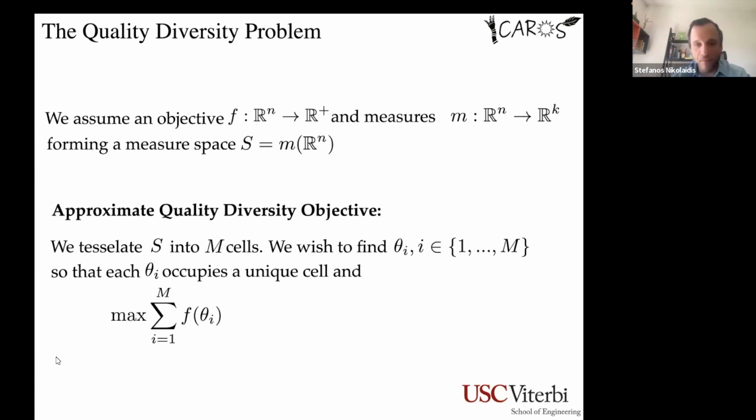And here, let me clarify some terminology. The quality diversity objective is the sum of qualities of all solutions. Here I use the words quality and objective interchangeably to indicate how good every solution is. So a solution has some quality or some objective. And the quality diversity objective is the sum of qualities of all occupied cells in the archive. So this is what we try to do: we try to find a collection of high quality solutions.